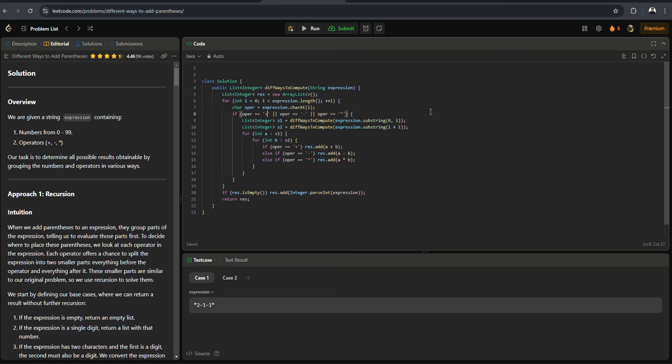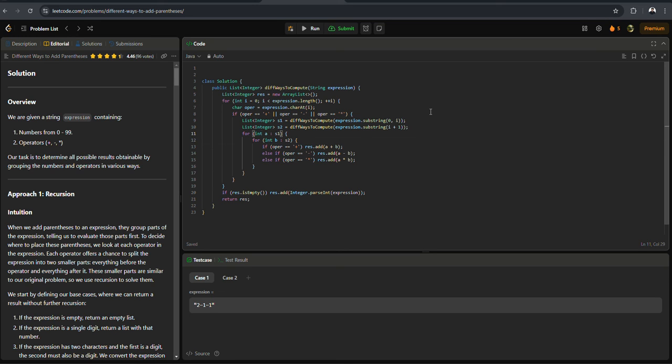And if we find an operator, plus, minus or multiply, what we do is divide our string into two: the leftmost part and the rightmost part. Using this same function and the substring method, it automatically divides until we reach the end. And once we do that, we iterate one more time to find the solution.